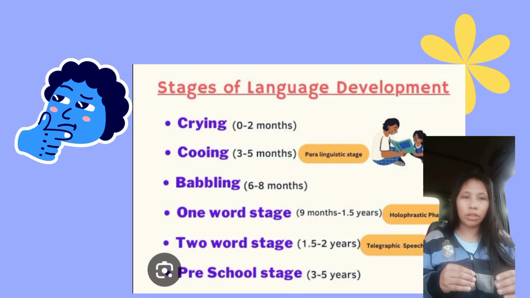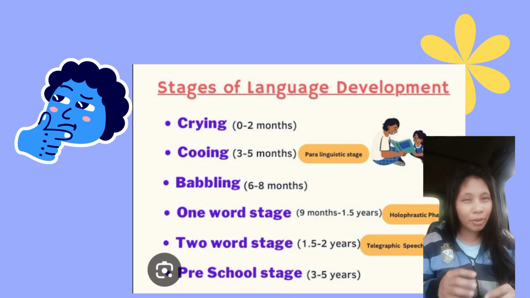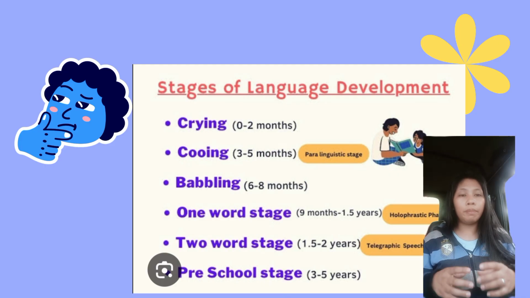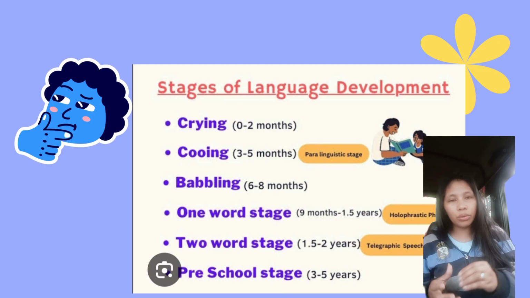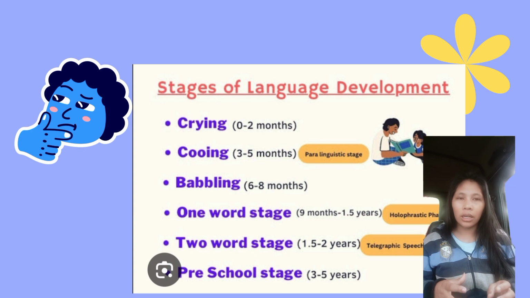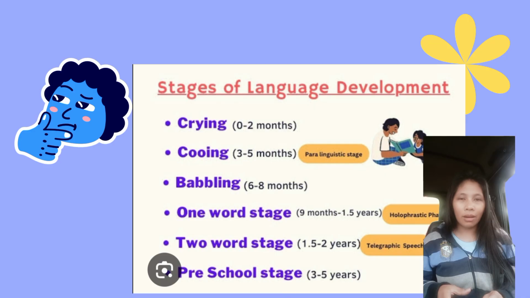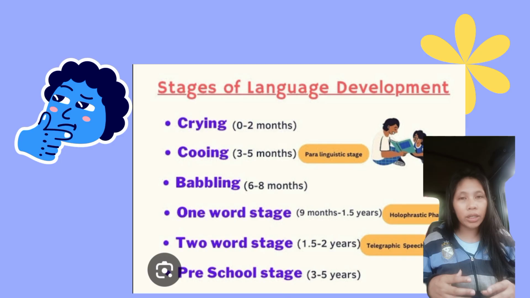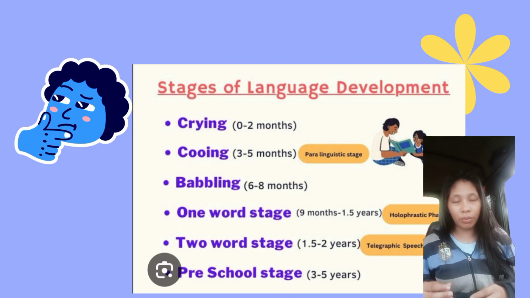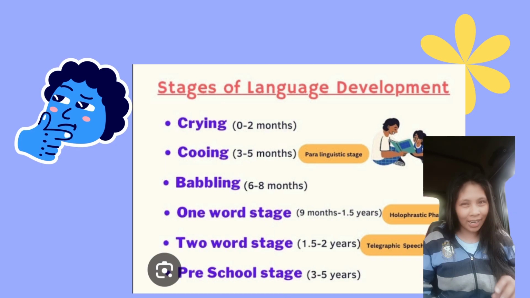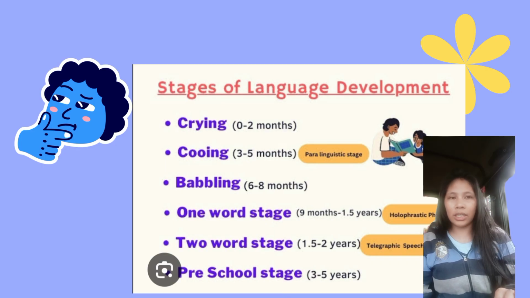There's no conjunction, prepositions, or auxiliary verbs. So in this case, the baby or the child can already connect two to three words, but still not totally correct grammatically. For example, "daddy go work," instead of saying "daddy is going to work." If you are the caretaker, relative, or parent, or someone close to that child, you will exactly understand if the child says "daddy go work," right? So that's the telegraphic stage.